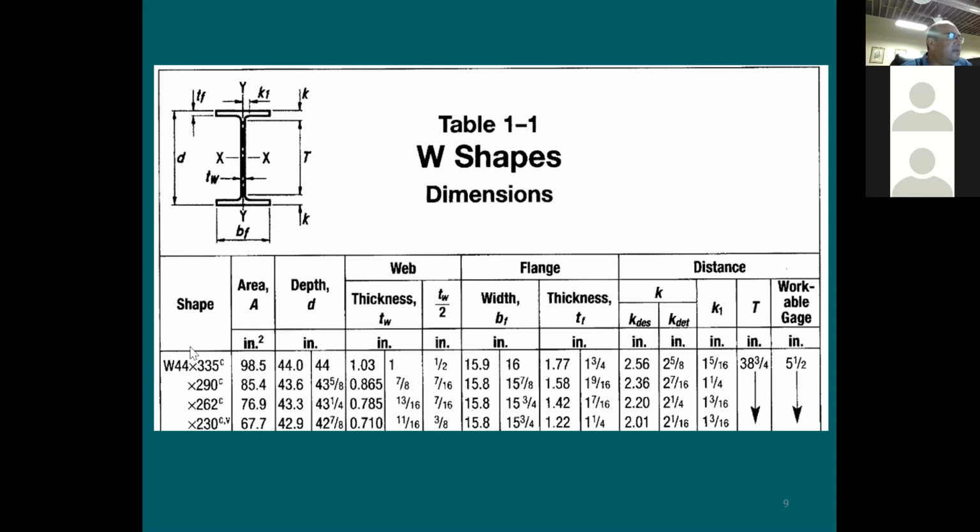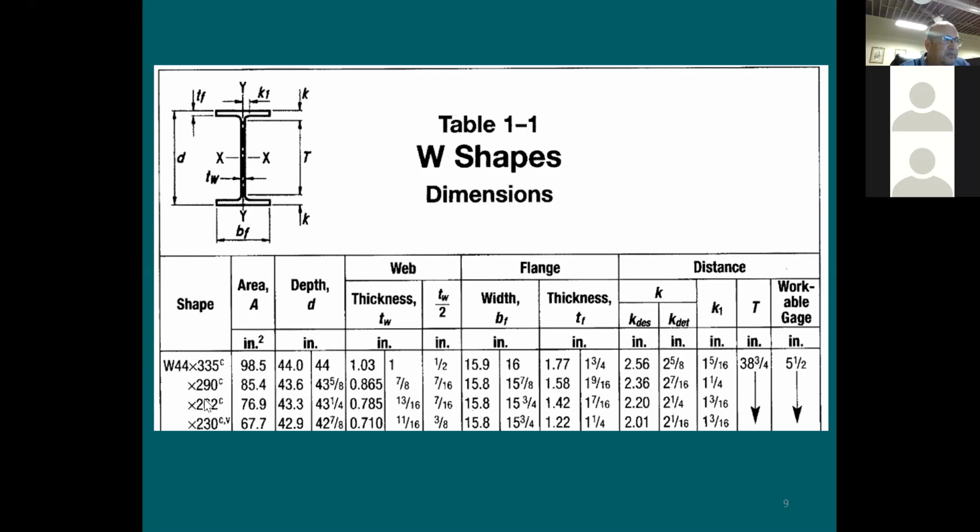So the total depth of the beam is 44 inches. And the weight is going to be 335 pound per linear foot. Same thing here, 290 pound per linear foot. So the depth of this is very same like this depth. Look here at the depth: 44 inches, 43.6, 43.3, 42.9, which means this is like the nominal depth. They are very close to 44 inches. So this beam size here is going to be called W44 by 262.